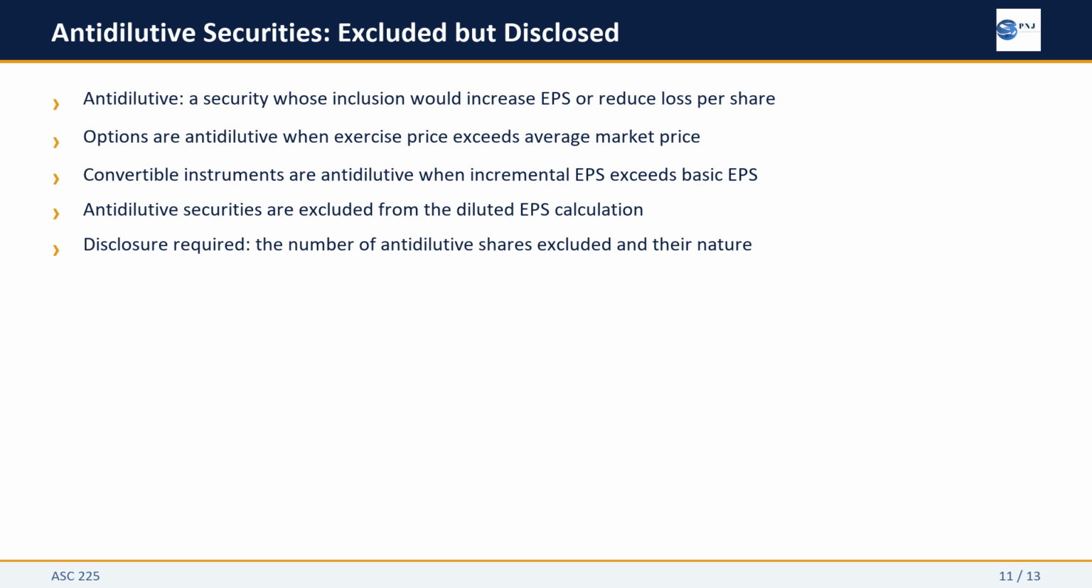Diluted EPS is supposed to show the worst case, the maximum dilution. Including a security that would reduce that dilution contradicts the purpose of the calculation. An out-of-the-money option is antidilutive. Exercising it would generate so much cash for share repurchases under the Treasury stock method that the net effect would be fewer shares outstanding, not more.